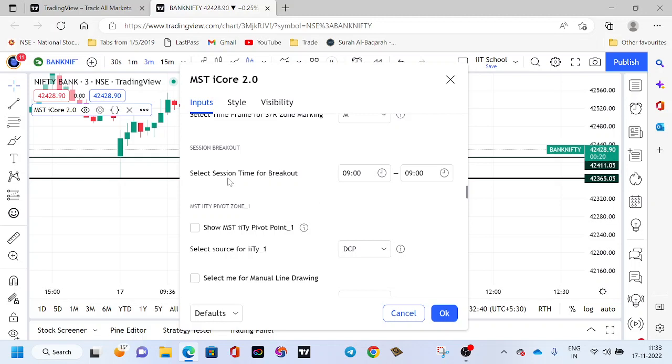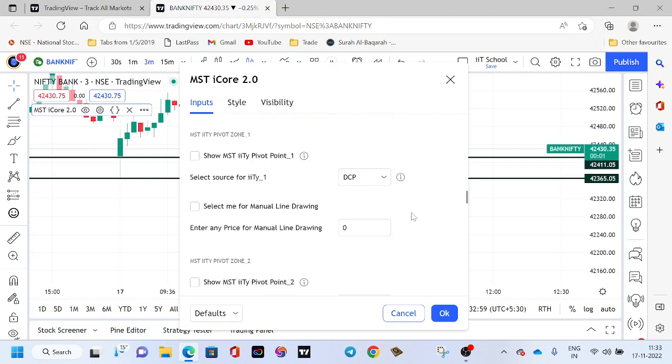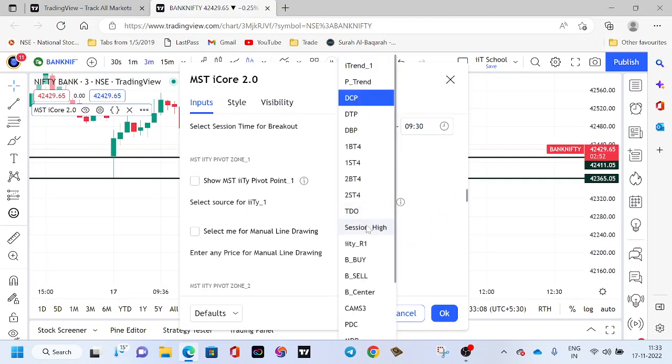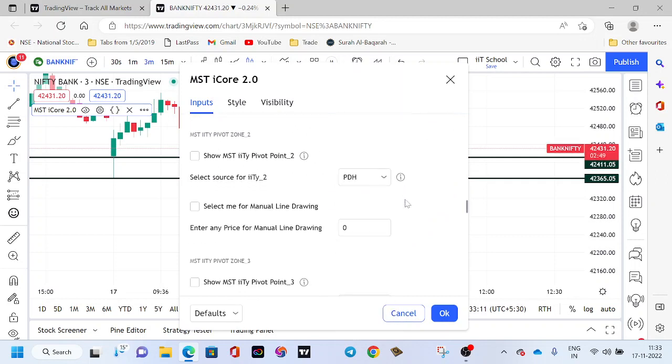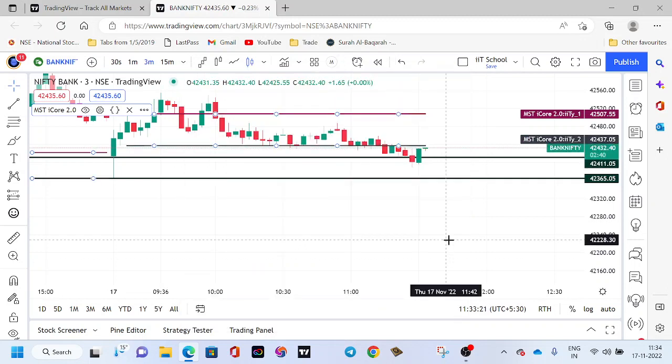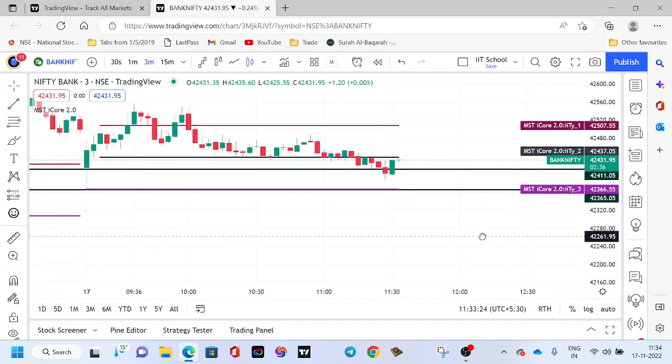And next one, session breakout. What is session breakout? Suppose most of the people in Bank Nifty would trade the 9:15 to 9:30 session breakout. They will mark the 9:15 to 9:30 high, and once the high is broken, they will go for the buy. Once the low is broken, they will go for the sell. So here you come and select 9:15. Here you give 9:30. Then come here. There is an option called select session high. Then I have given here session center. Then I have given here session low. So these are the different strategies.